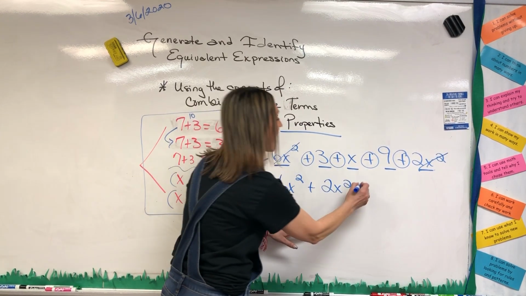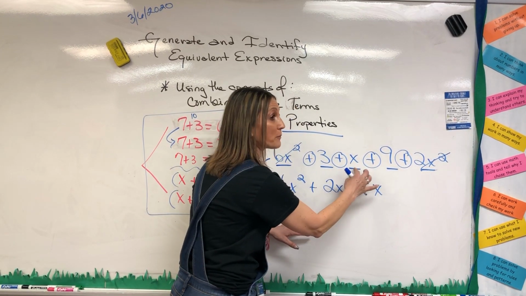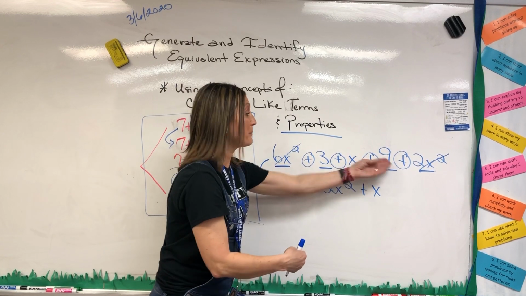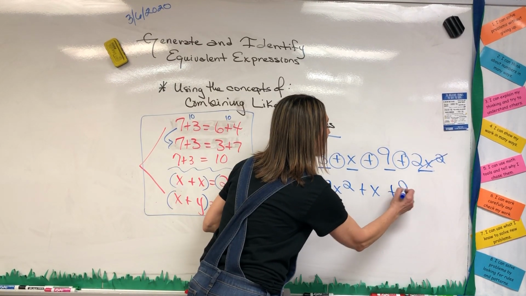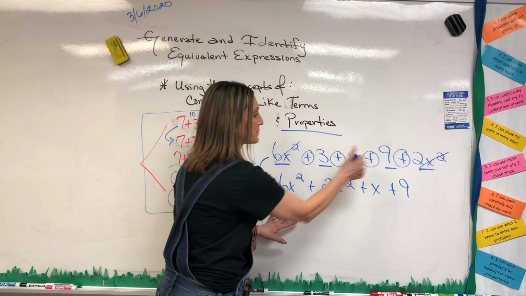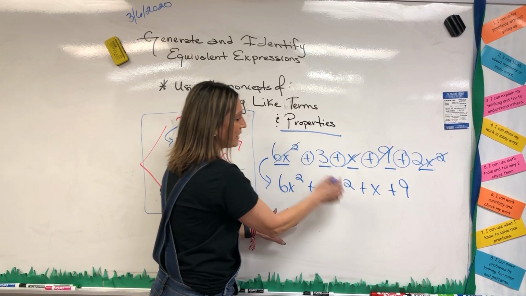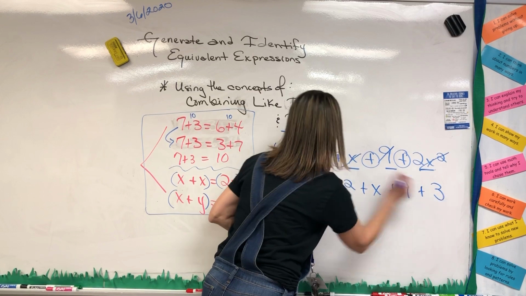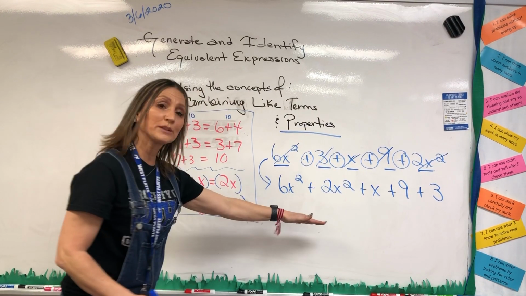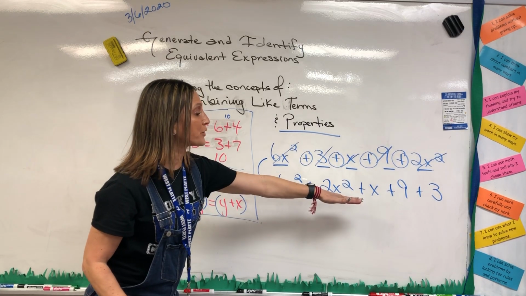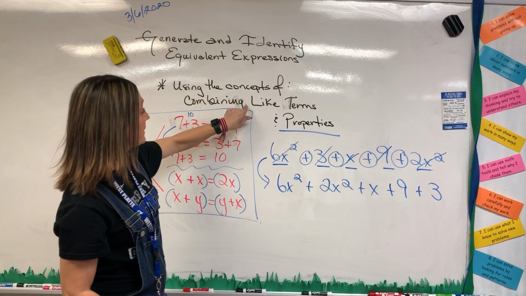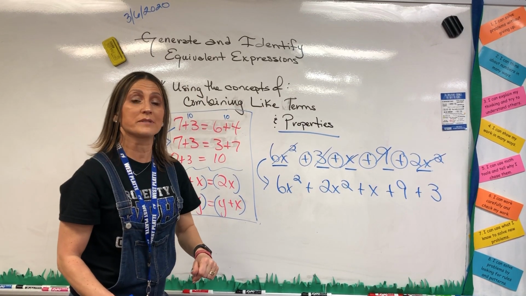The unknown value, or the unknown variable known as x, because it could be bigger than 9 or 3. I do not know. I then am going to add 9 because 9 is bigger than the number 3. And finally, I'm going to add 3. Now, this is what we started to do the other day. We rearranged the algebraic expression, and then we looked at combining like terms.